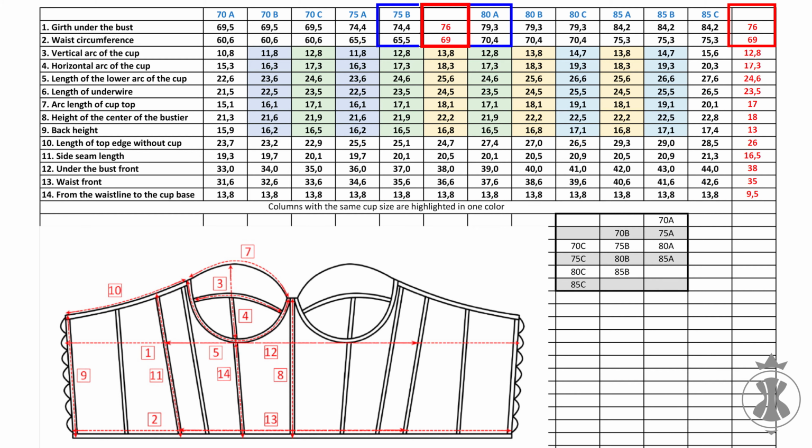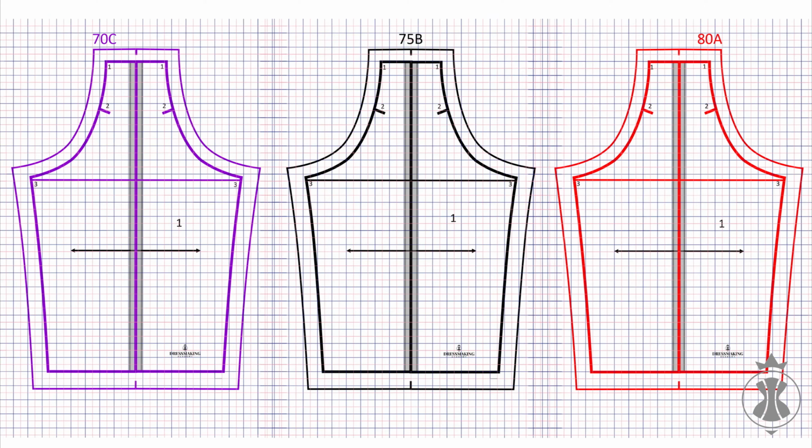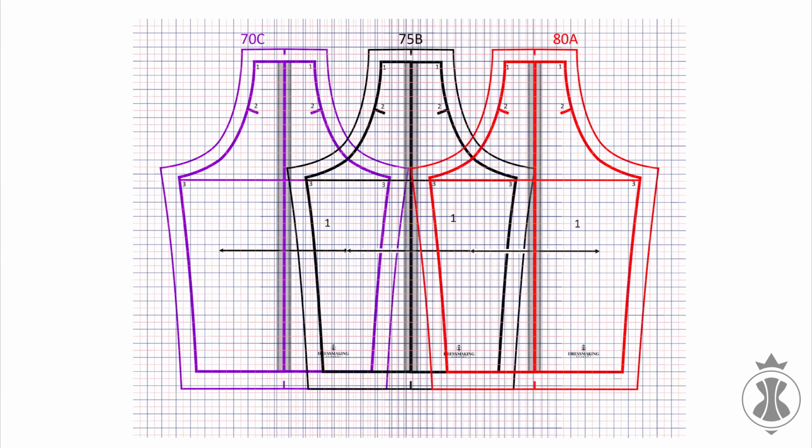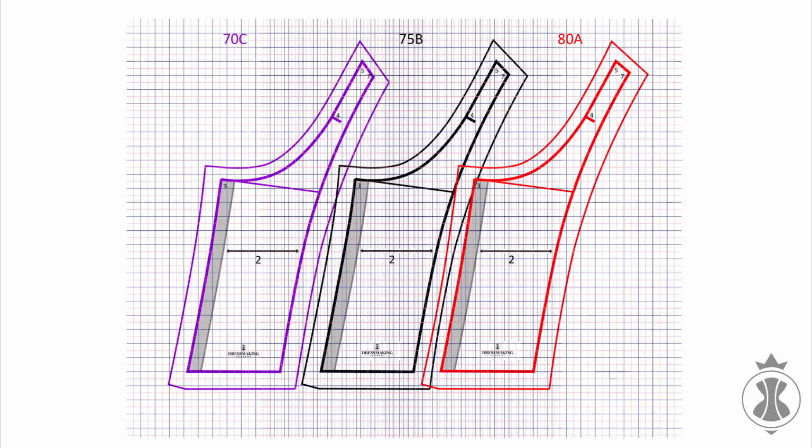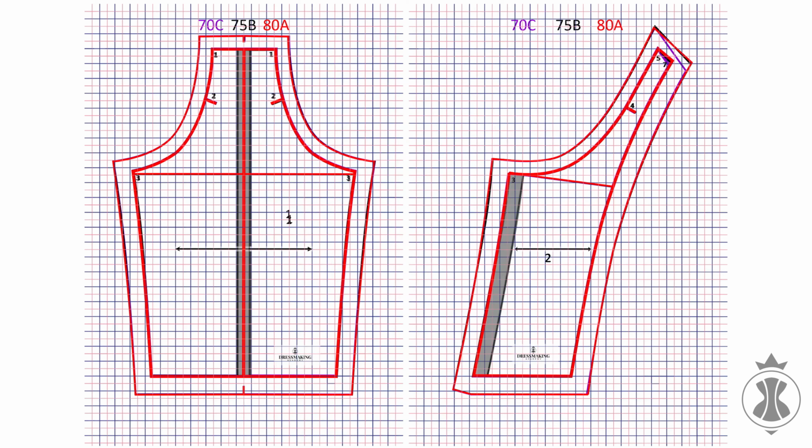In fact, I don't gain advantage when I choose patterns in size 75B or 80A. I will print out the pattern in size 80A to make it smaller later. I remind you that details number 1 and number 2 for the adjacent sizes of the patterns are the same. In my case, these are patterns in sizes 70C, 75B, and 80A.